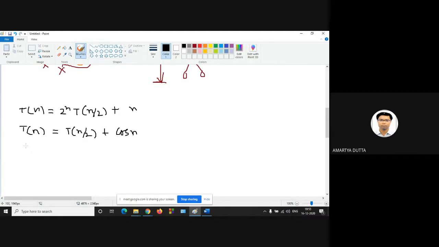Next one, T(n) is half T(n by 2) plus n square.